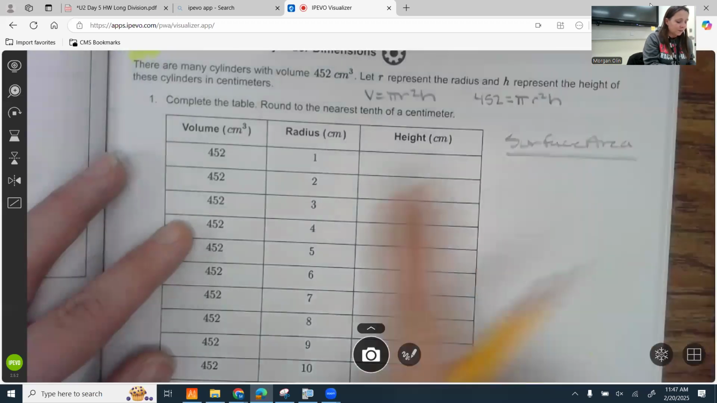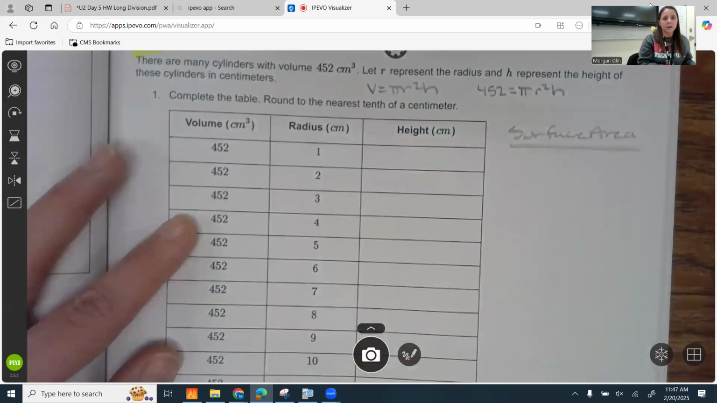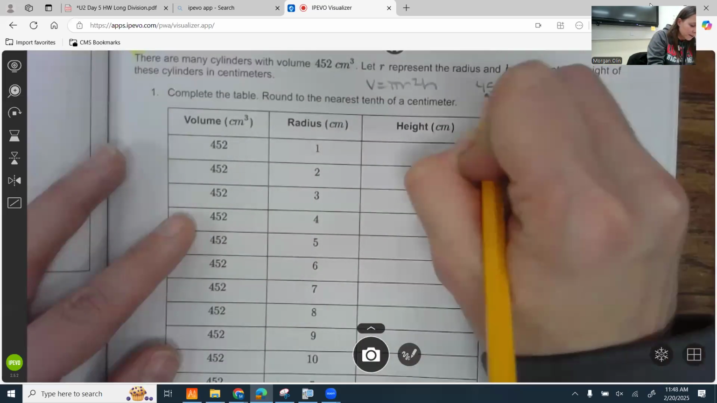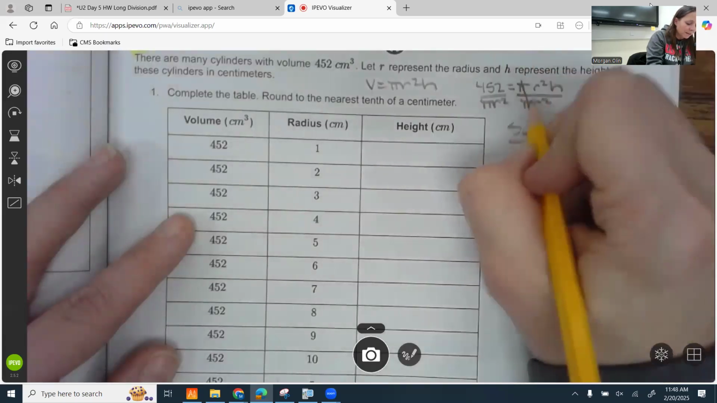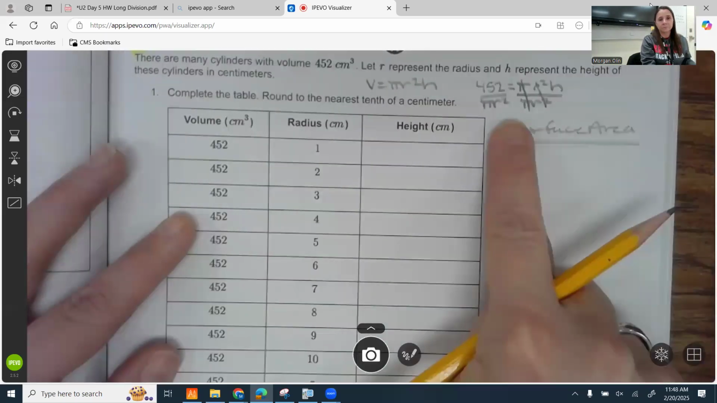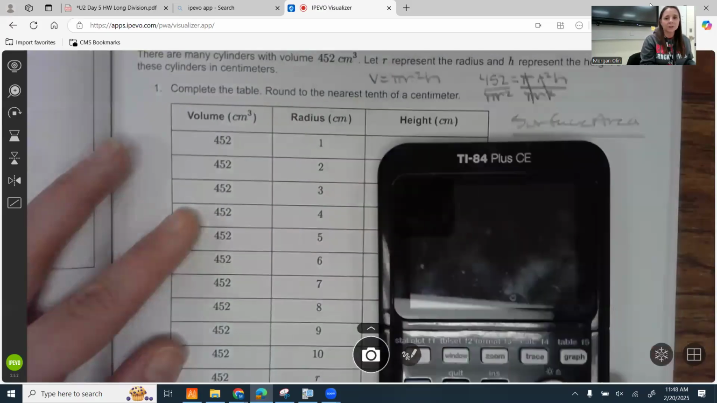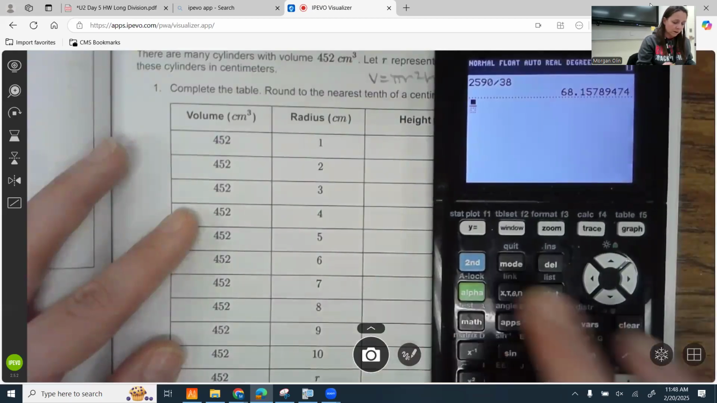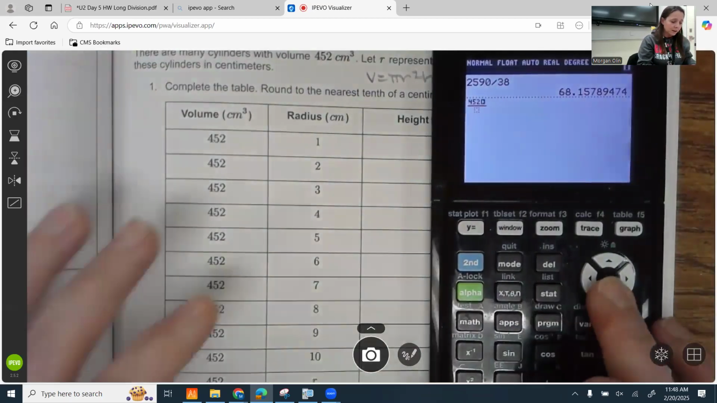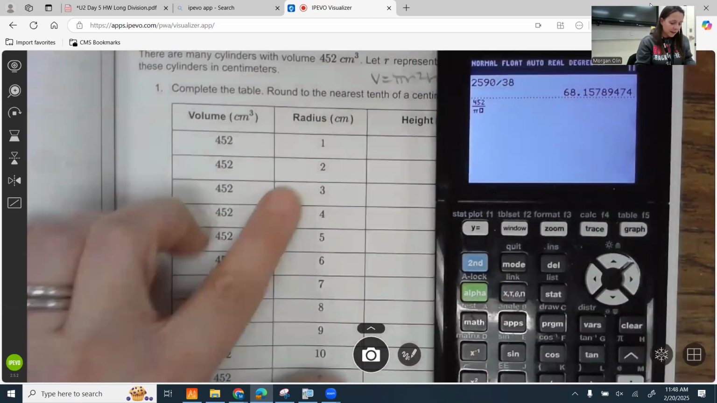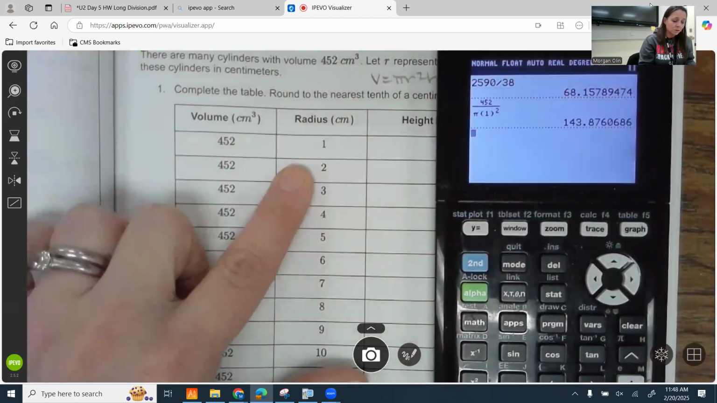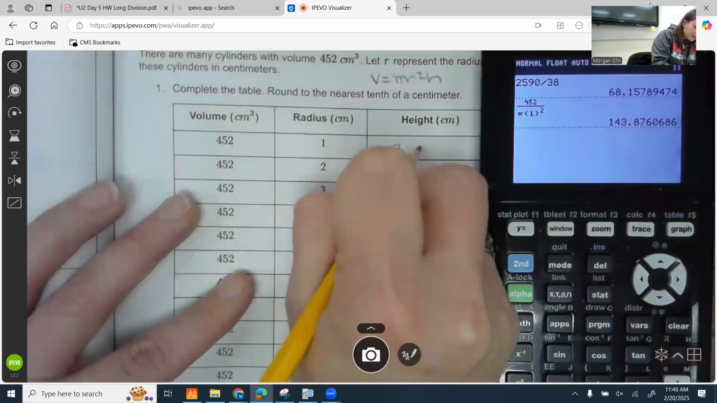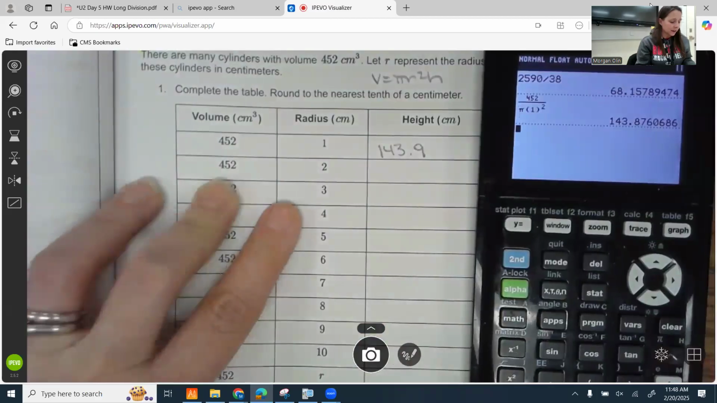Now, as long as, and if you notice, the radius keeps changing. So here, if I actually divide by pi r squared each time, I'm going to be left with whatever the height is. Let's think about this for a second. So 452, I'm going to put it in fraction mode. So 452 divided by pi, and in this case, it's going to be 1 squared. Make sure you square your radius. So this is 143.9.